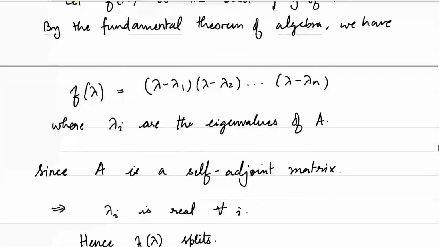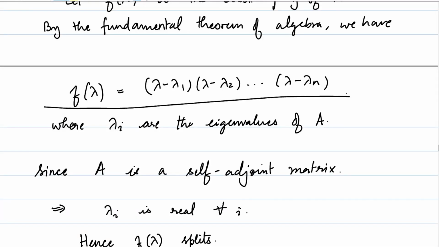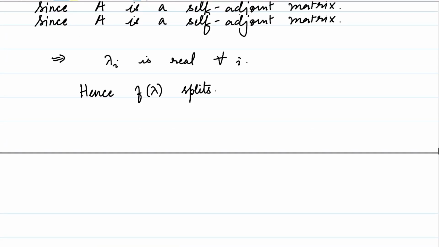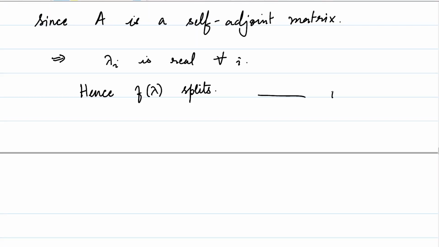So the key thing to note is that the characteristic polynomial f always splits, even in the case when it is over real numbers. The fact that lambda 1, lambda 2 up to lambda n are all real in the case of self-adjoint operators tells us that even if it is a real inner product space, this splits. Okay, that completes the proof.